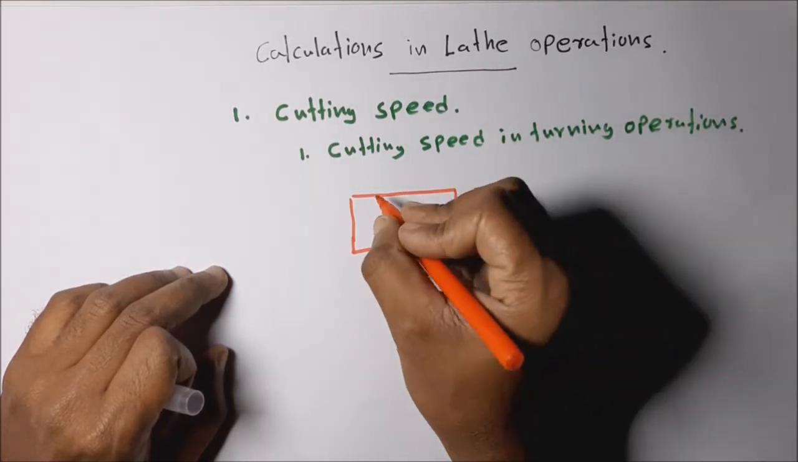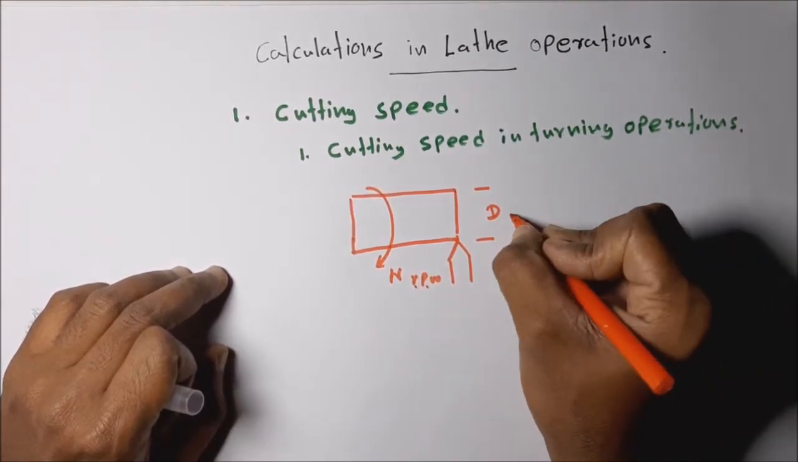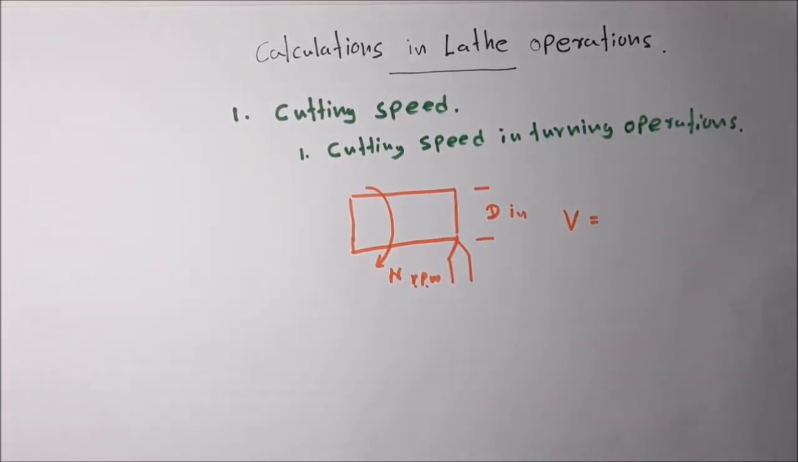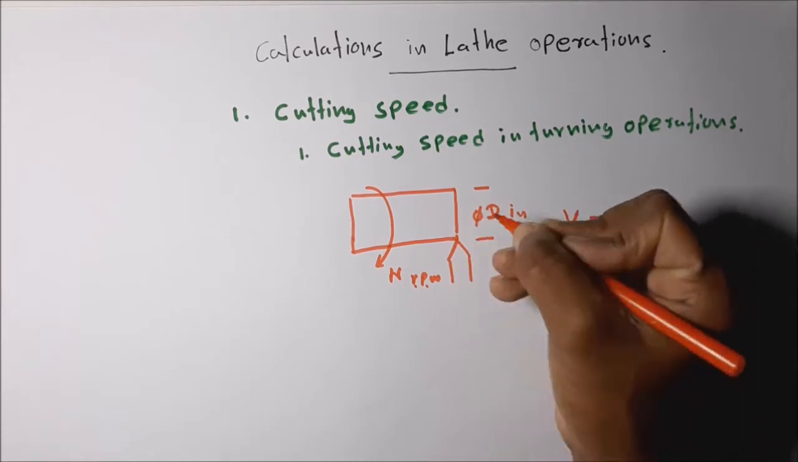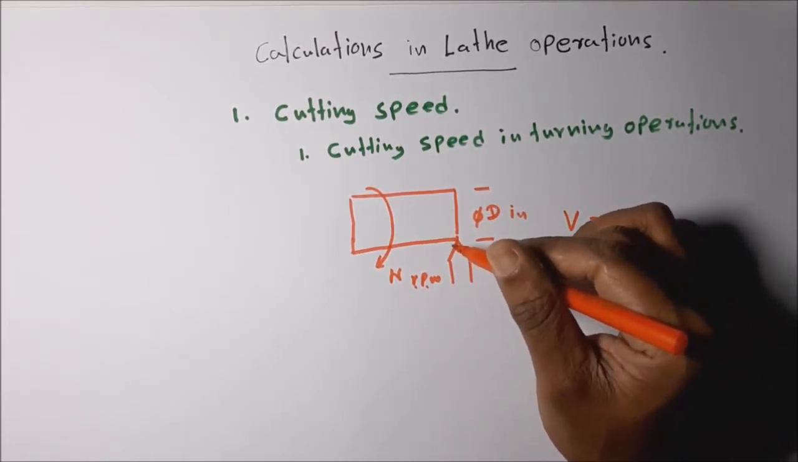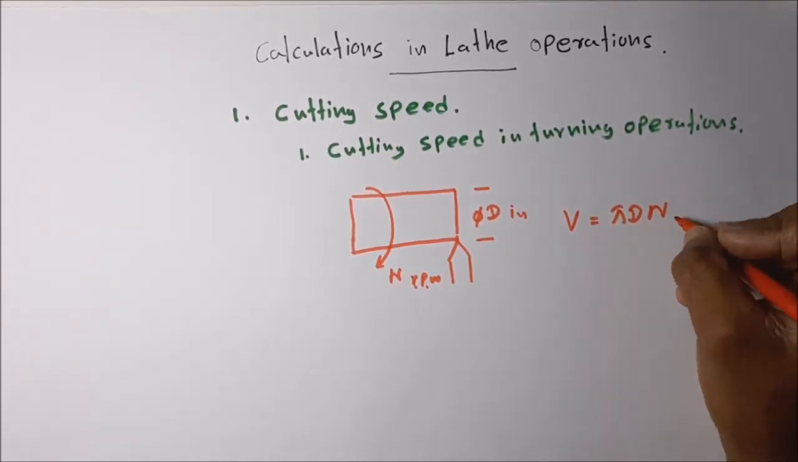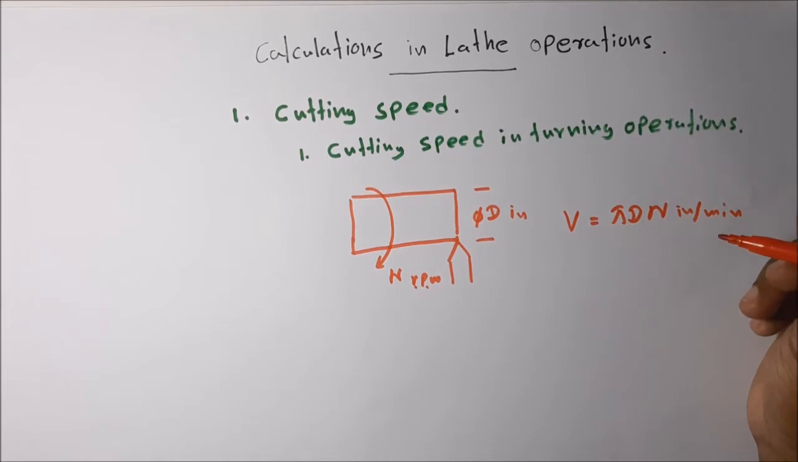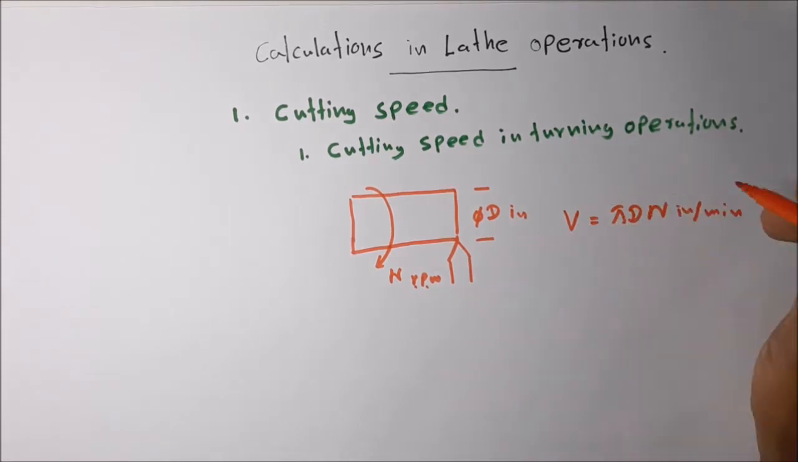So then the cutting speed: let's take this is rotating at N RPM, with diameter d in inches. Then what is the cutting speed? How to calculate the cutting speed? The cutting speed means the surface velocity of the cylinder, with circumference πd. So what are the units? Inches per minute. That means πd is the circumference length, N is the number of revolutions per minute. So we get πdN as the cutting speed for turning operation.